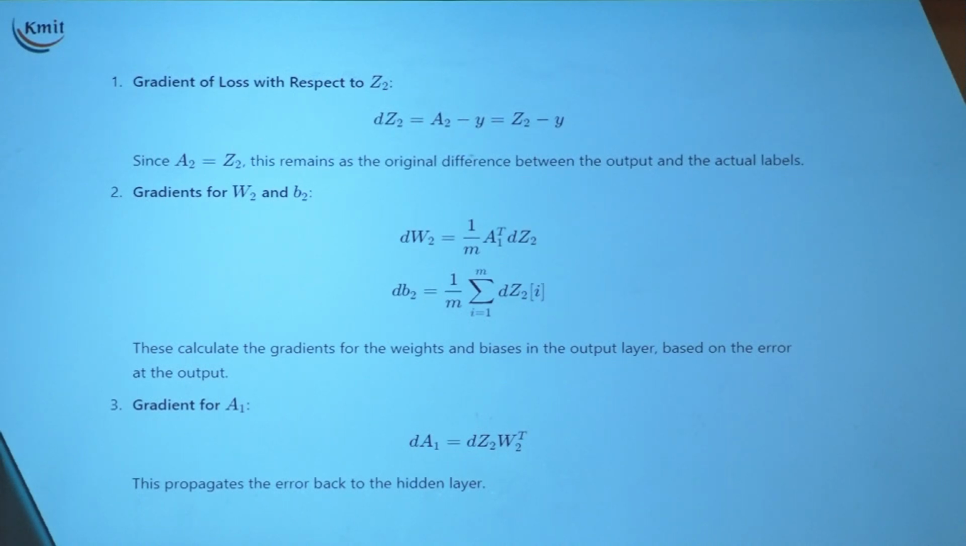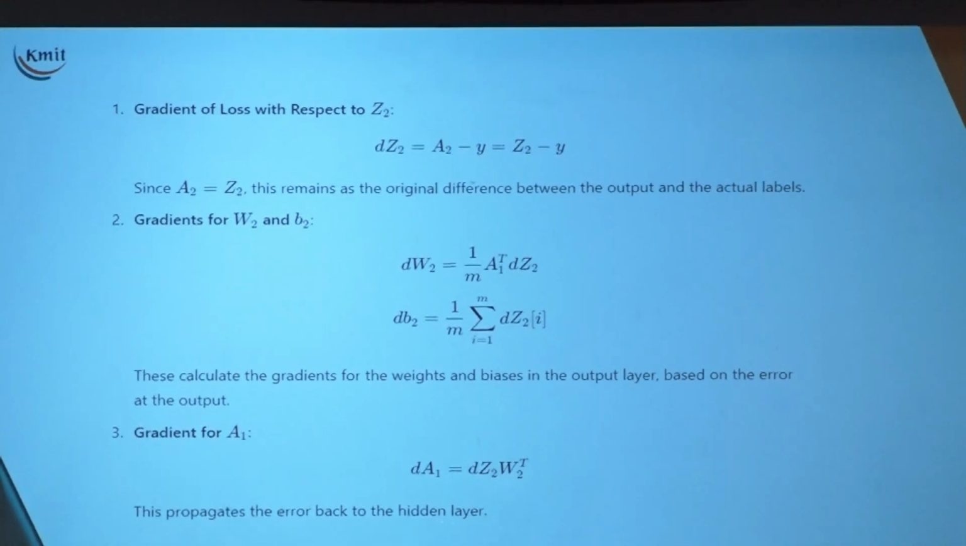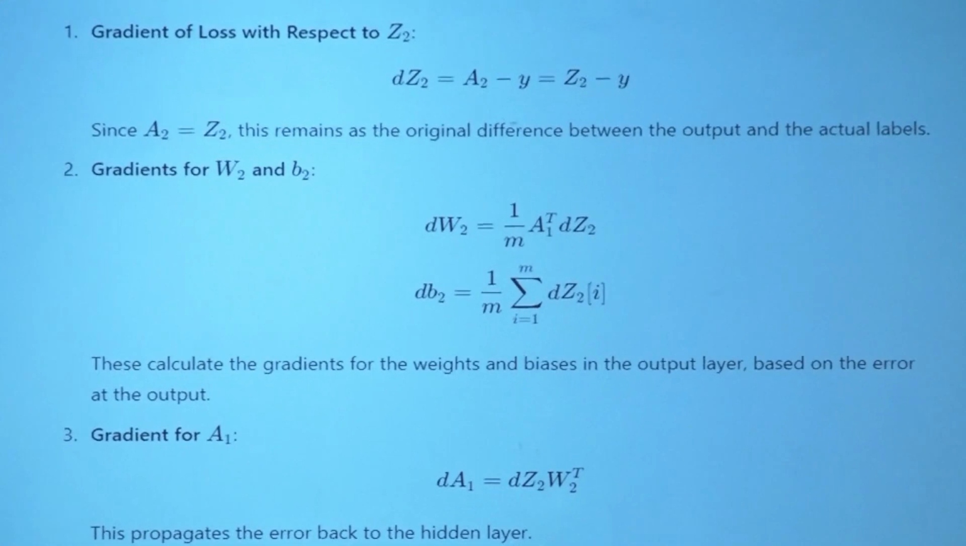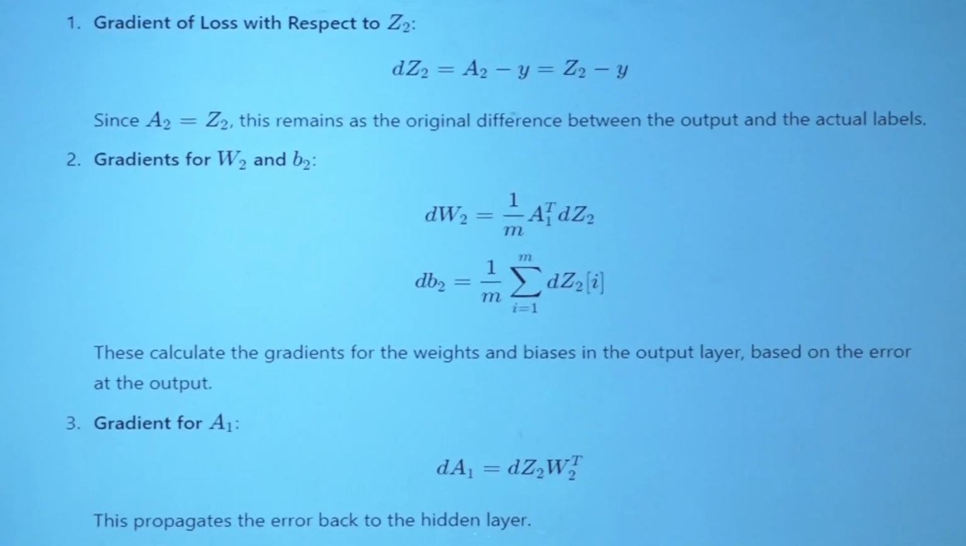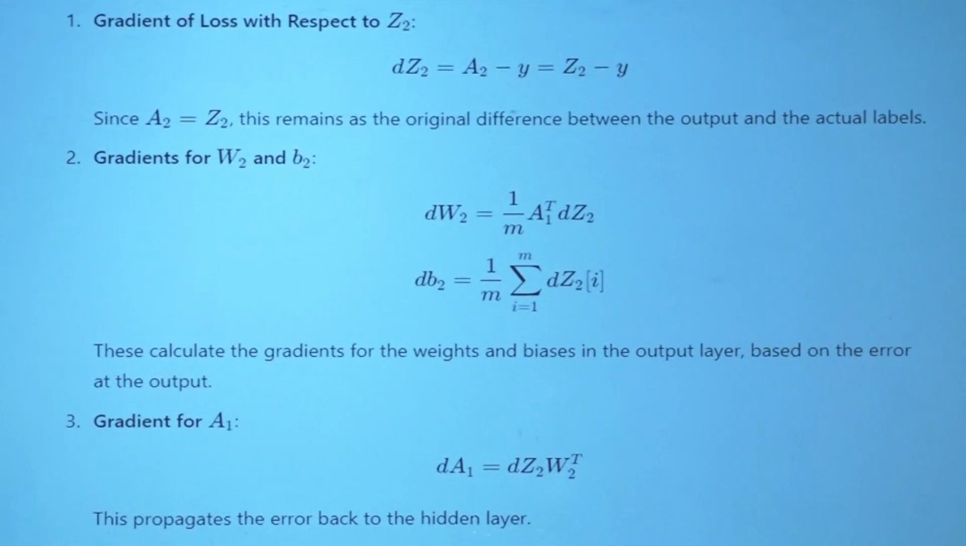You can note these formulas because you are supposed to write the code for this block using this only. Okay. So what is dZ2? A2 minus Y. Okay. Now look at this. This is very important. Now when I say calculating gradients for W2 and B2, I write dW2 is equal to 1 by m A1 transpose dZ2.